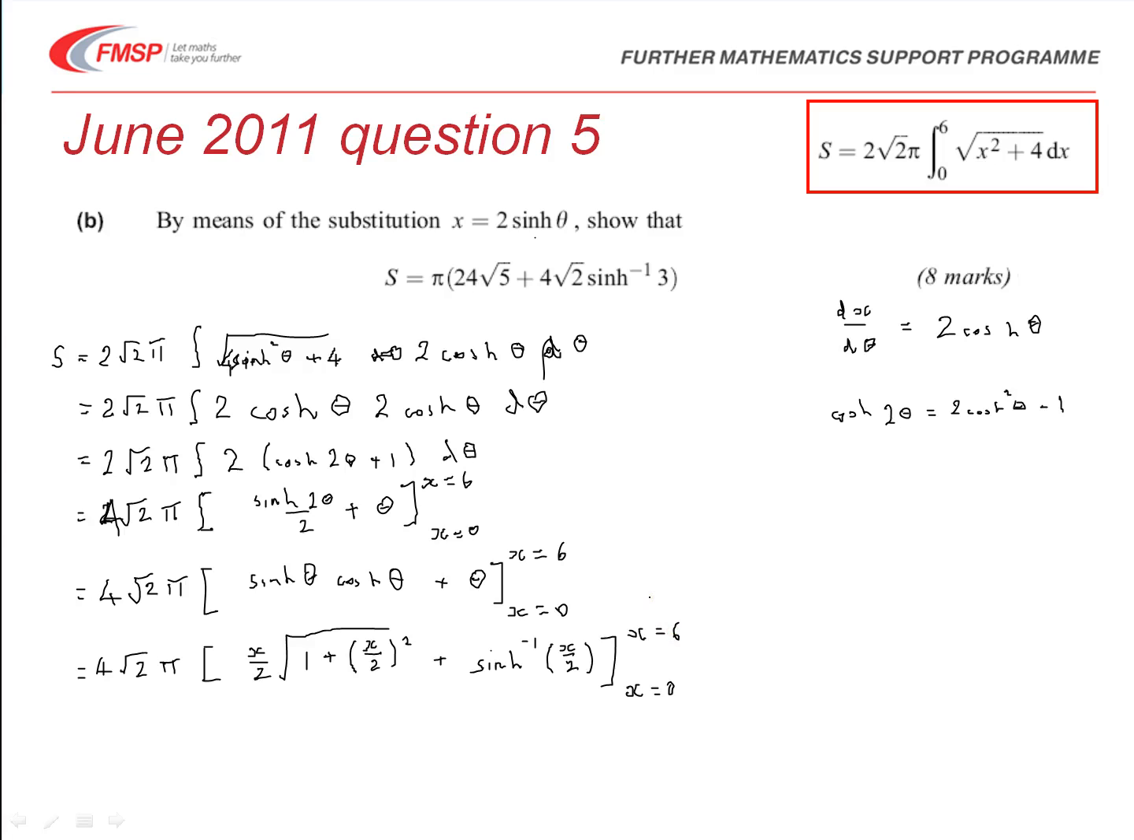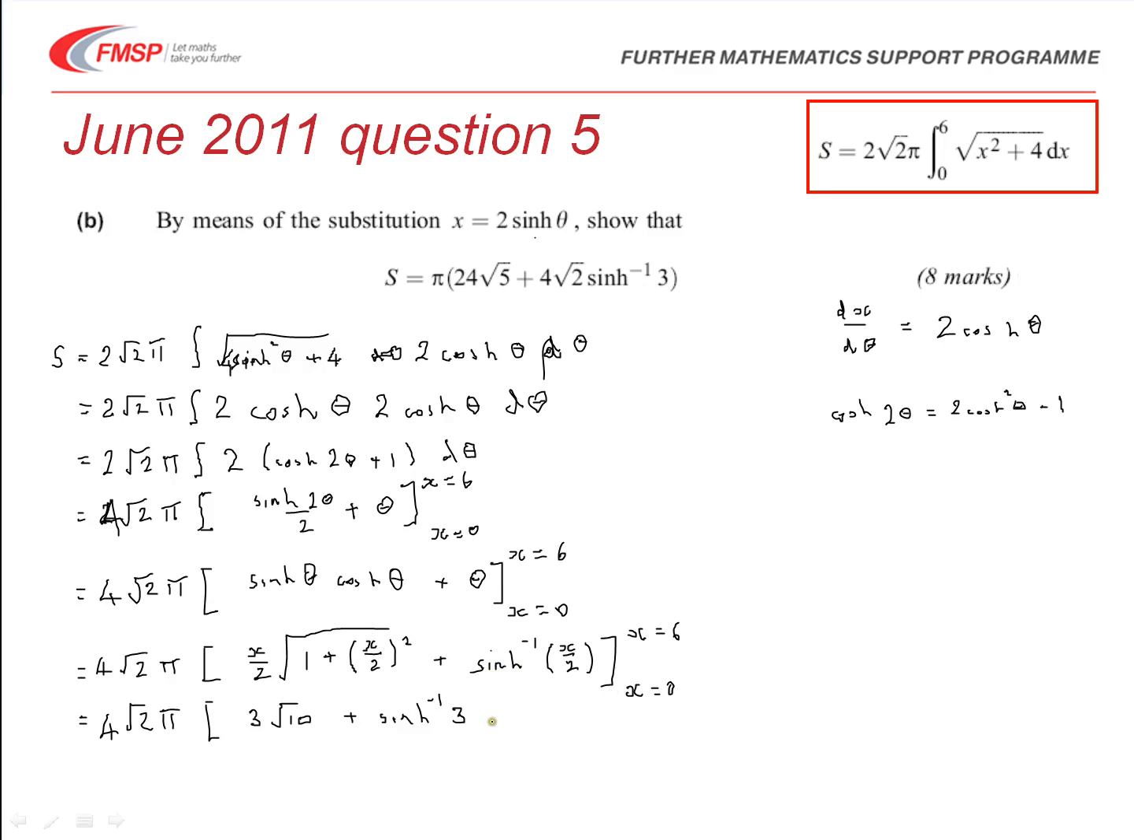Okay, well, we're getting close to the answer now. So now we can substitute in the various values. So we got 4 root 2 pi. Putting in 6, well 6 over 2 is 3. And putting 6 into this, 6 over 2 is 3. 3 squared is 9 plus the 1 makes 10. So that's 3 root 10. Plus, put 6 into this and we get sine to the minus 1 of 3. And we can leave it in that form. Look at the answer. It's there.